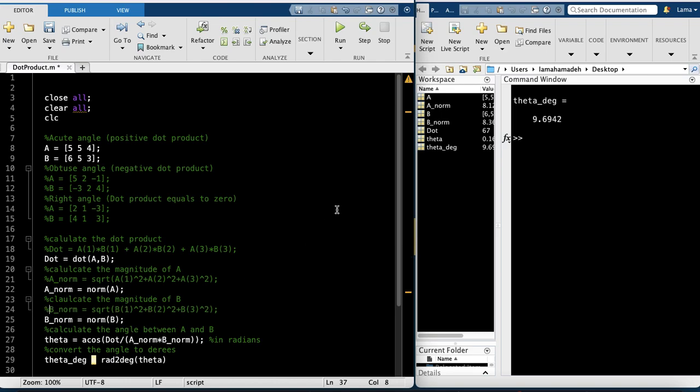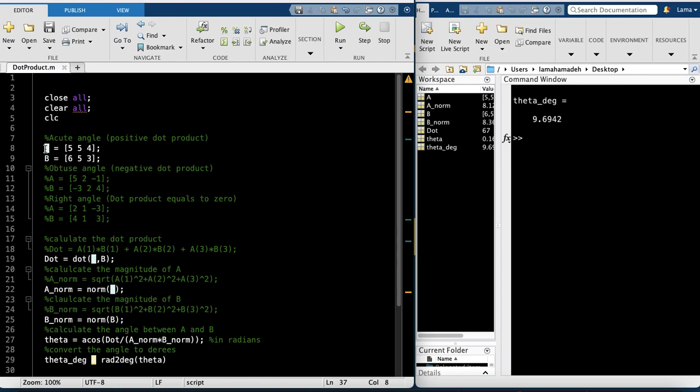Yeah, that's pretty much it. Let's run it and see if we get exactly the same angle. So here we have 9.6. So let's run this again and we get exactly the same angle. So it's up to you whether you want to write the dot product or the norm or the magnitude by hand, or just use the built-in commands in MATLAB.